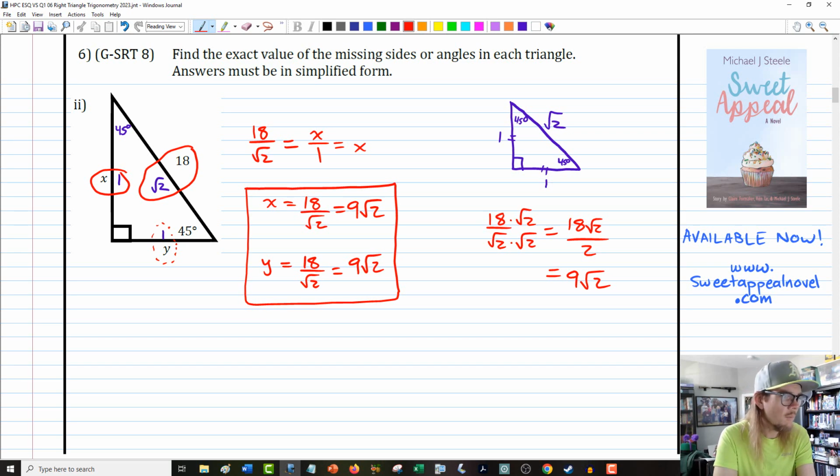I will say sometimes on this problem, they might not give you the hypotenuse. They might give you one leg. Well, in that case, use the fact that the two legs are equal to just quickly get the other leg, and then, of course, set up the proportion with the hypotenuse. You can get through it pretty quickly.